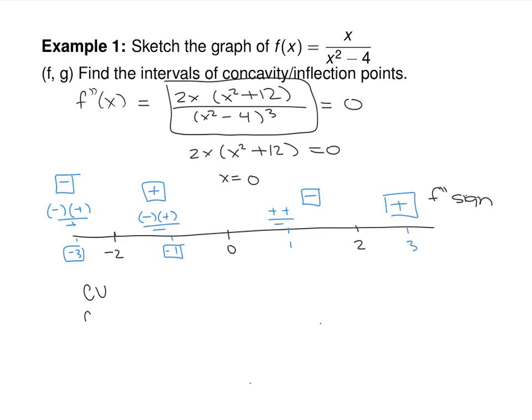So you're concave up, concave down, concave up on -2 to 0, and 2 to 3. But no, bad.